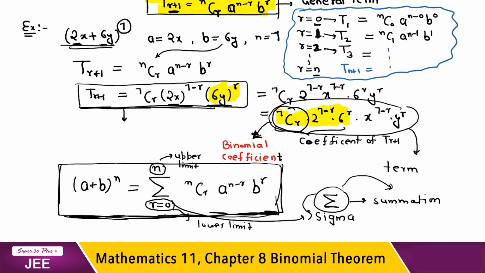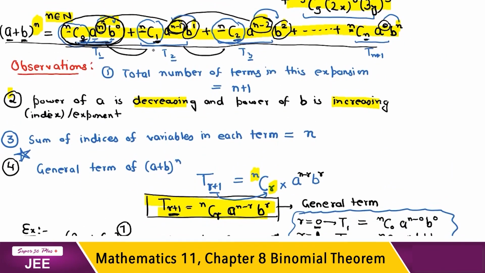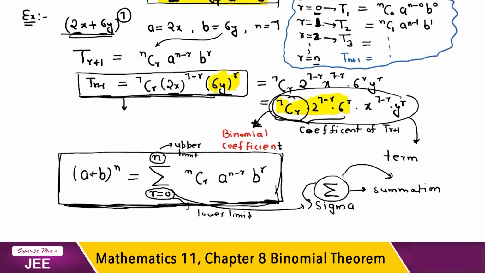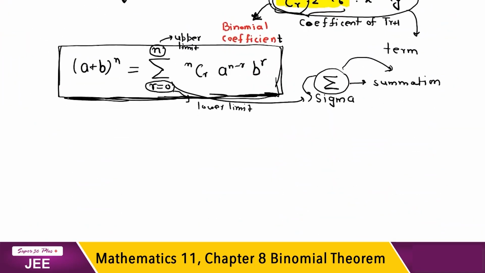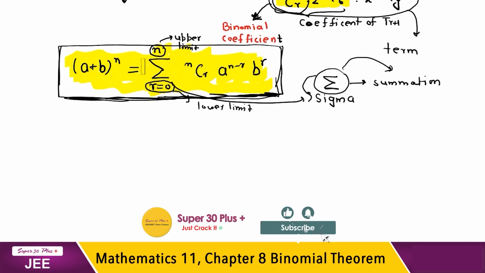Alright, if you add each and every term, that is T1, T2, T3, what are you going to get? You are going to get this series, that is the binomial expansion of (a + b) raised to the power n. So (a + b)^n can also be written in this format. Students are supposed to memorize the general term and this particular summation. I hope everybody is understanding.